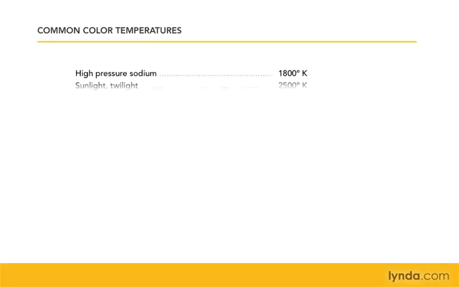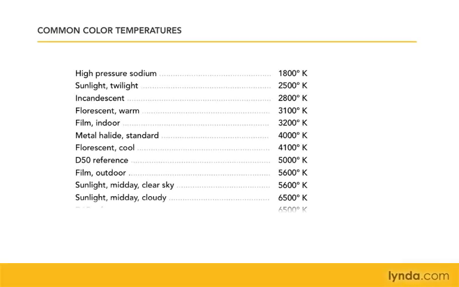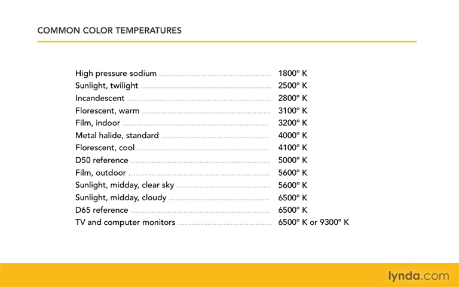So the range here is from about 1800 degrees Kelvin up to about 9300 degrees Kelvin. And you'll see here a sodium arc lamp has a very warm color, and that's why street lamps cast this very strange orange glow. And we'll see here's an incandescent bulb, which is rated about 2800 degrees Kelvin.